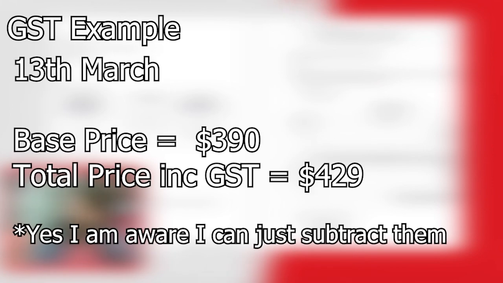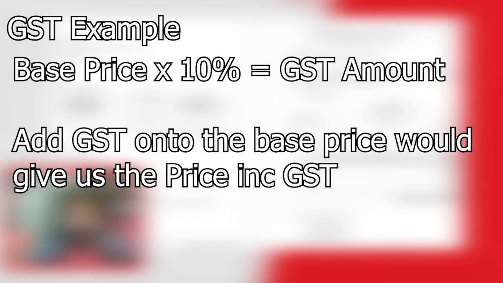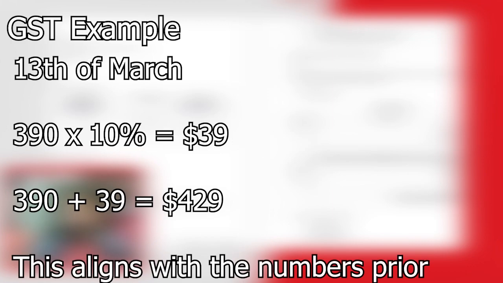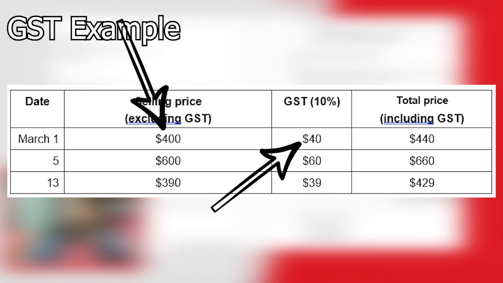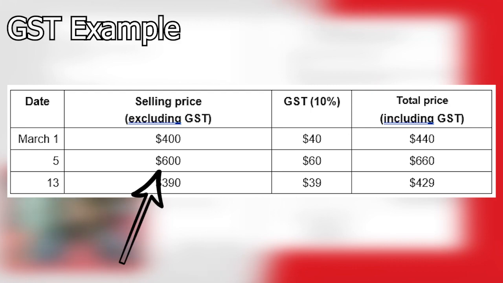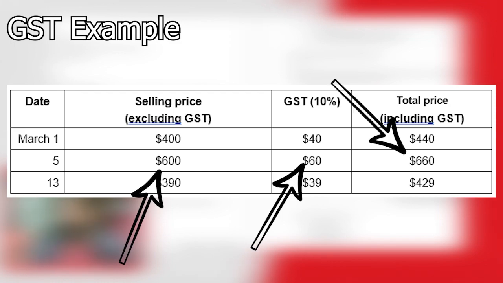And then the third one, we've got selling price 390, and total price 429. The easiest way around that is 390 times 10% will give us $39. And there's a second checking mechanism here as well. If we use the first, we see 400 plus 40 equals 440, and we see that 10% of 400 is 40. So the math lines up for all of those. And that's the same for the 5th, which is 600, 10% is 60, and then add them together, you get 660. So it's just making sure you pick the right one.